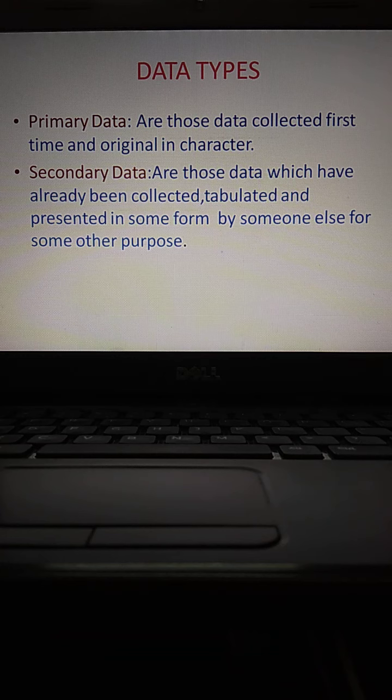Now what is secondary data? Secondary data are those data which have already been collected, tabulated and presented in some form by someone else for some other purpose. There is a lot of difference between primary data and secondary data. The secondary, or numerical, information is available in such a way that it was collected by somebody else for some other purpose.